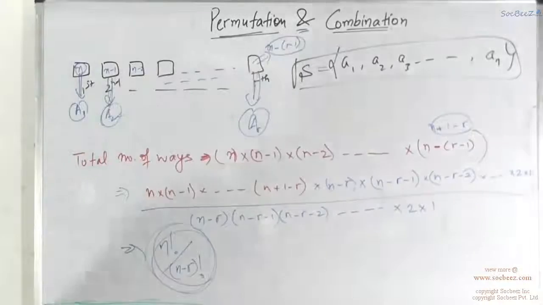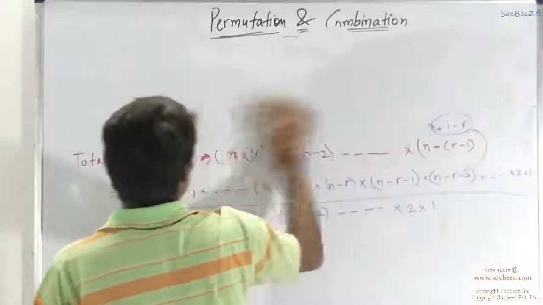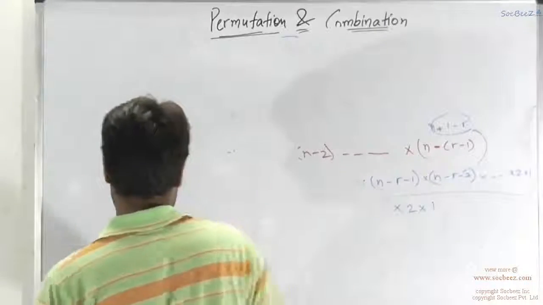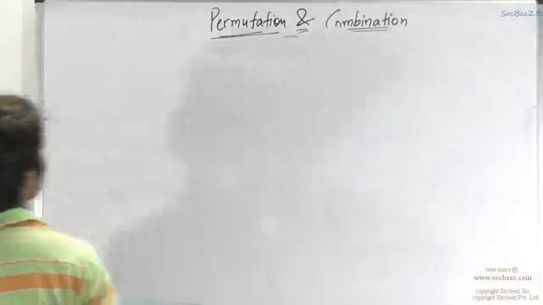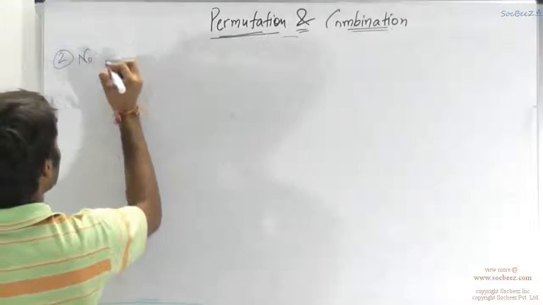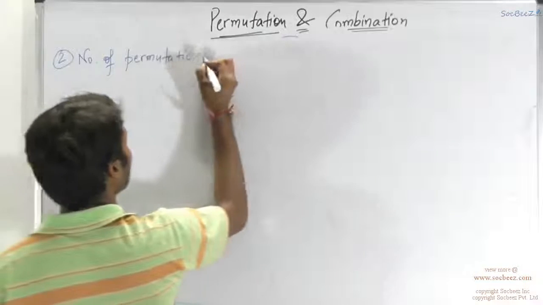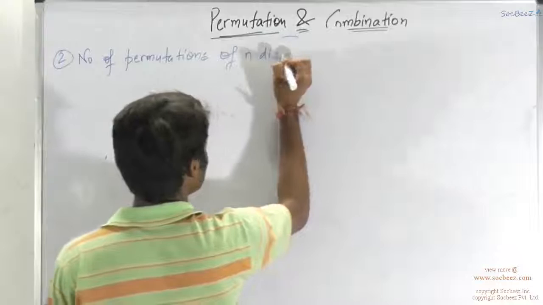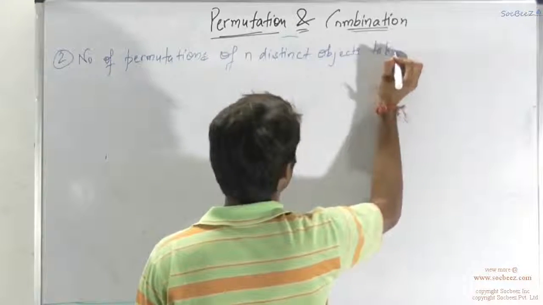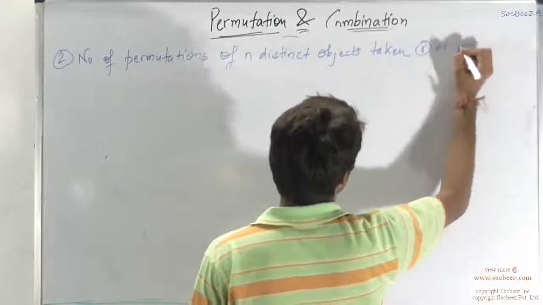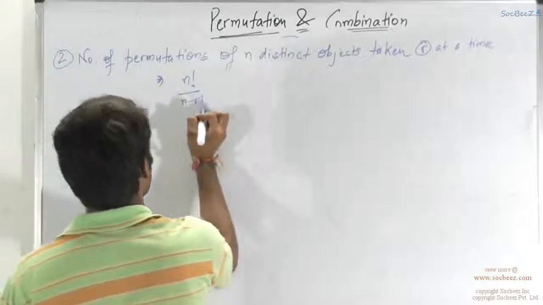So I would just quote this in one line. What I explained right now is: the number of permutations of n distinct objects taken r at a time is given by n factorial by n minus r factorial.